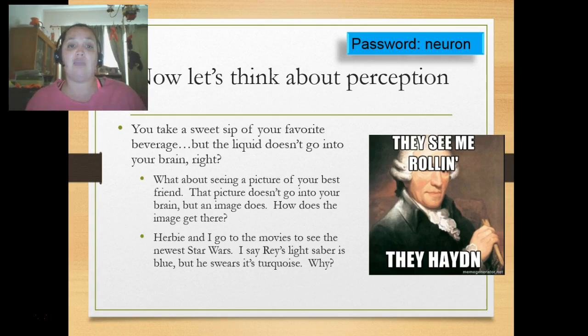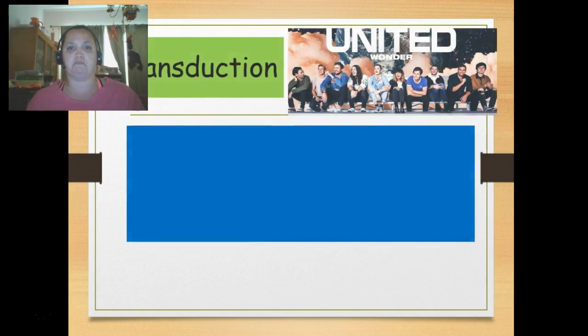What about a time when Herbie and I go to the movies, we see the newest Star Wars movie, and I tell him, hey, Rey's lightsaber is so cool, it's blue. And he goes, it's not blue, that's turquoise. We saw the same thing, right? How come we're saying it's two different things? That's the concept of perception, what we do with that information.